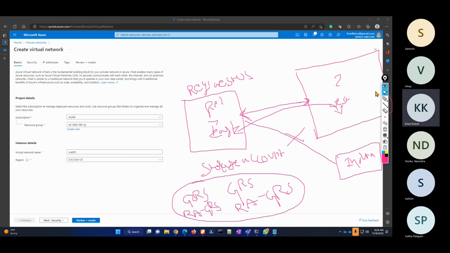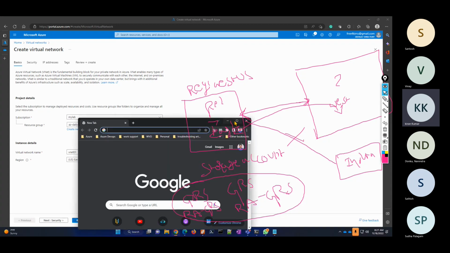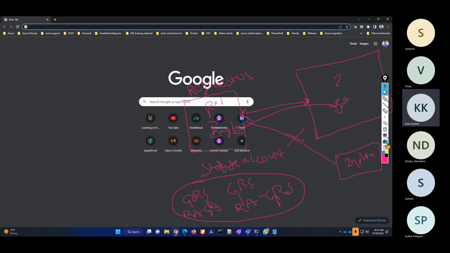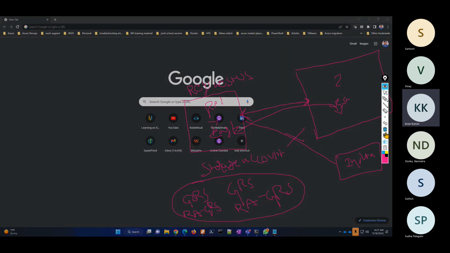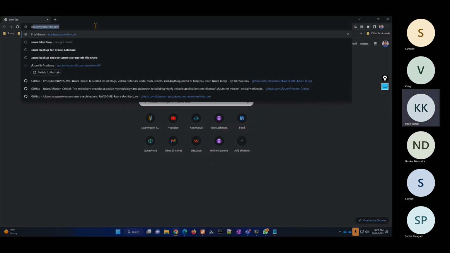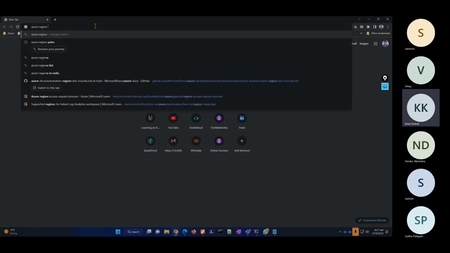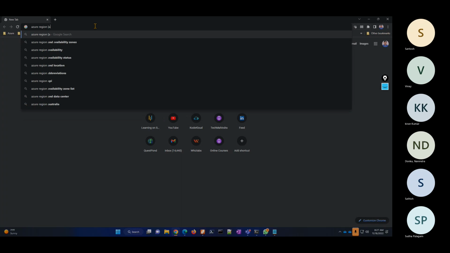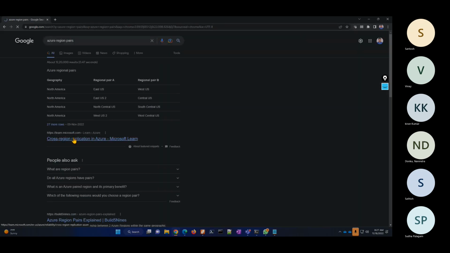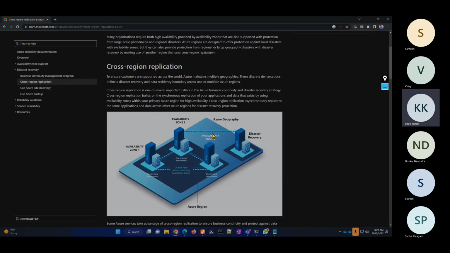So how can I know which region is paired with another region? Yes, that is the next question. In this scenario, I can show you which regions are paired with another region. Sorry, just a minute. Here I'm showing the Microsoft documentation, Azure region pairs, and you can see cross region replication, Azure business continuity and disaster recovery.